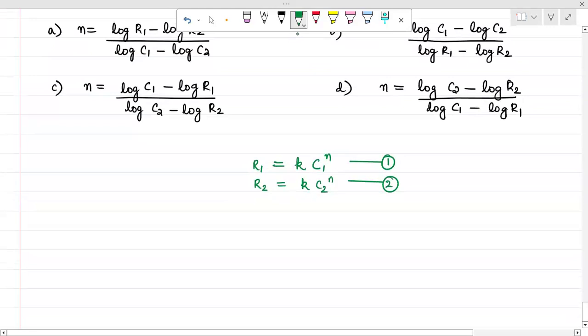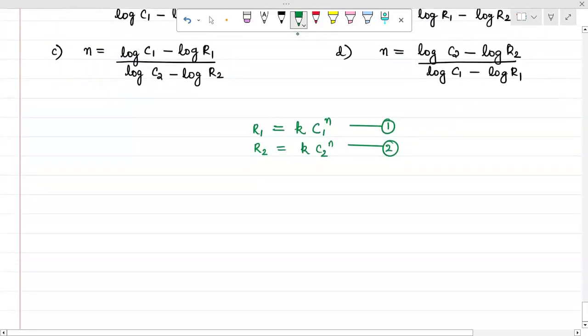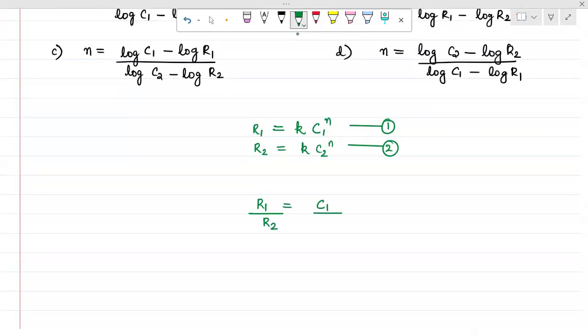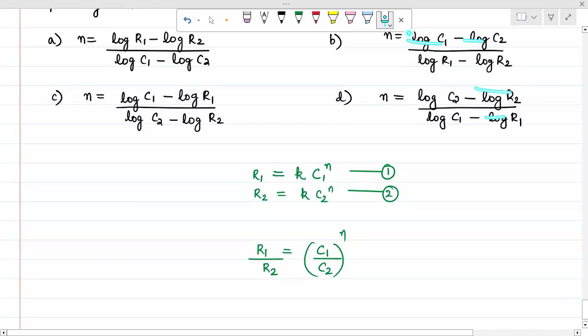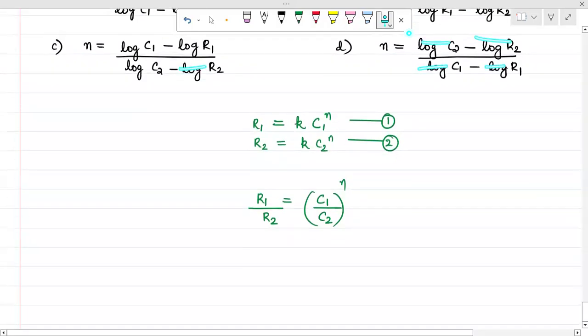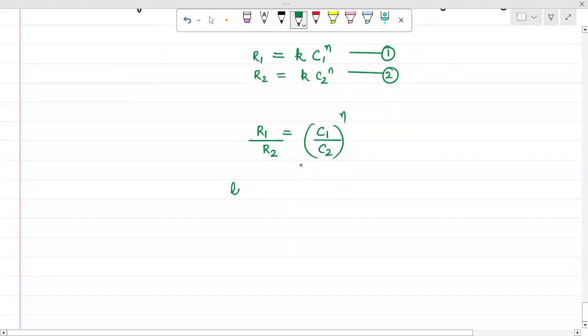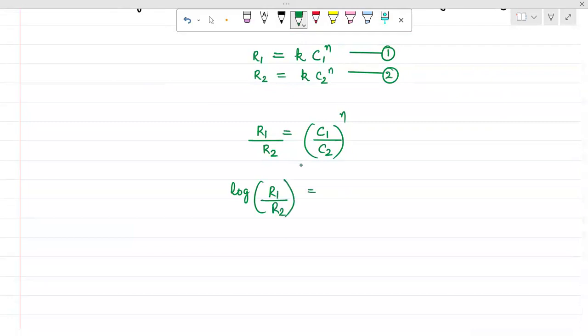We have to divide 1 by 2. So what will we get? R1 by R2 is equal to C1 by C2, the whole raised to n. So there is no option like that. We have to take logs. You can see all the options. They have log in it. So we have to take logs on both sides. Log of R1 by R2 equal to log of C1 by C2 to the power n.